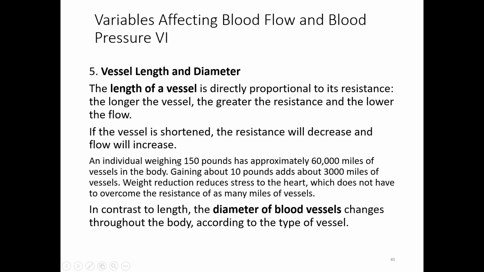An individual weighing 150 pounds has approximately 60,000 miles, yes, miles, of blood vessels in the body, and here we count tiny capillaries also. Gaining about 10 pounds adds about 3,000 miles of blood vessels, which makes the heart work much harder. Weight reduction reduces stress to the heart, which does not have to overcome the resistance of as many miles of vessels, and usually lowers the blood pressure.